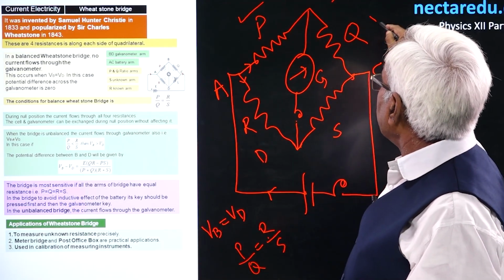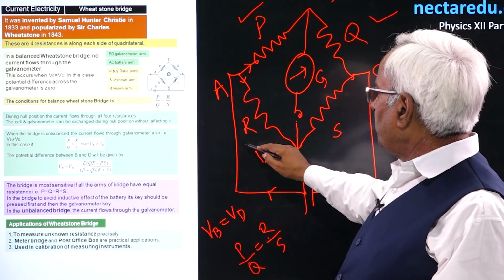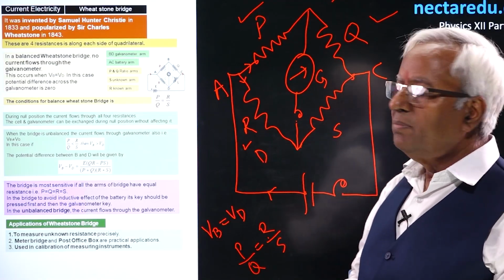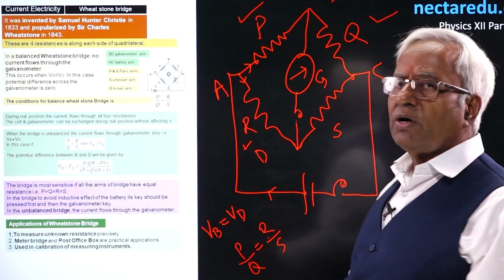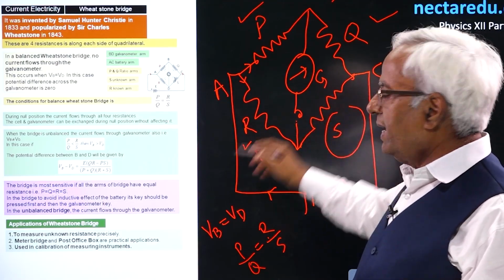These 2 arms P and Q are called known ratio arms, and known resistance is connected across this side. That is why it is known, R. Resistance that we want to calculate, unknown resistance, that is connected along S.